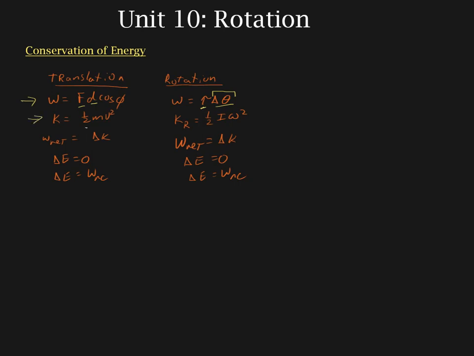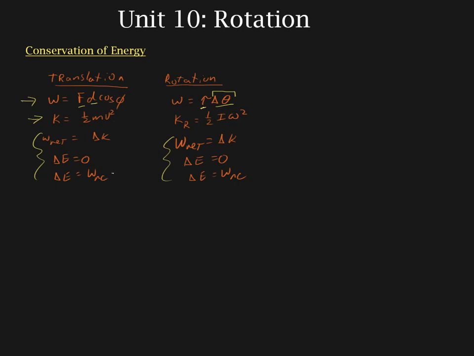Kinetic energy is equal to 1/2 mv squared for translation, and in rotation it's still 1/2 times rotational mass times rotational velocity squared. So it's still of the same form. Now you'll notice that when it comes to the laws and the theorems, virtually nothing has changed. W net equals delta K, W net equals delta K. That's the work energy theorem. Delta E is equal to 0. That is conservation of mechanical energy. And delta E is equal to W_NC, or the work done by non-conservative forces.